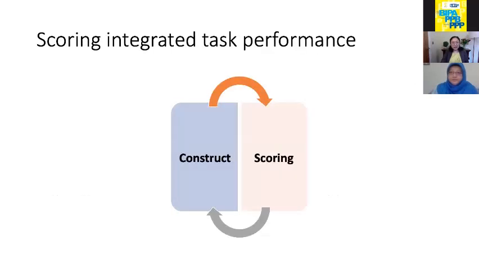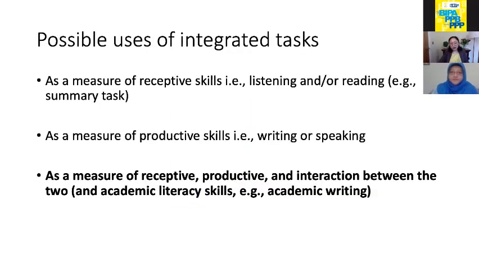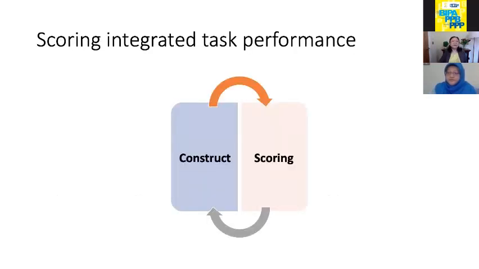Right, now, after you define the construct, then you design the task, you select the source texts. The next thing is to think about the scoring. It looks very simple, but essentially I'd like to emphasize that the construct and the scoring should correspond to each other. In other words, the scoring should reflect the construct, okay? Or should be based on the construct.